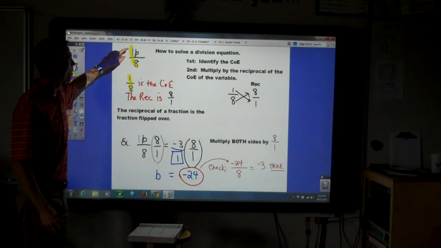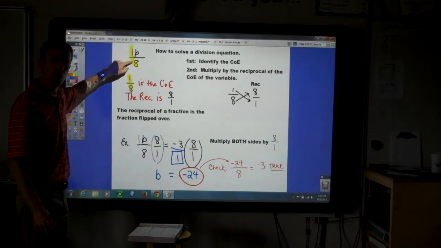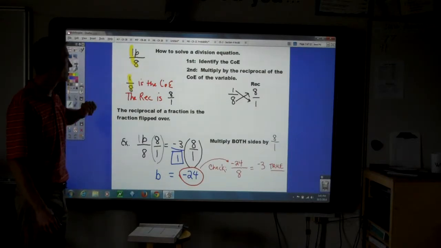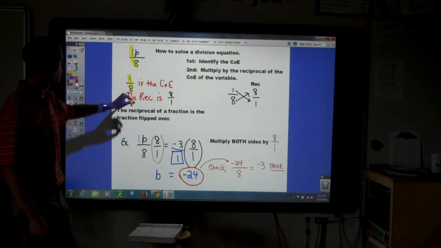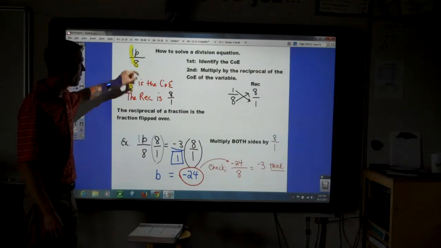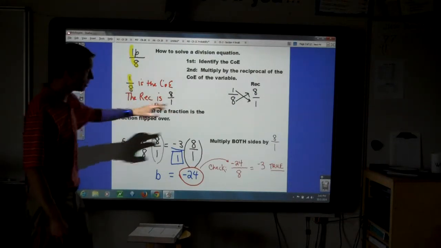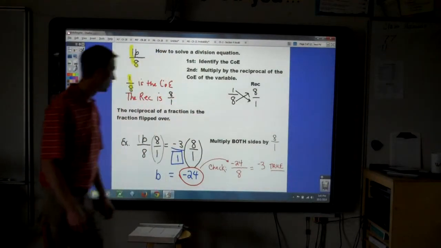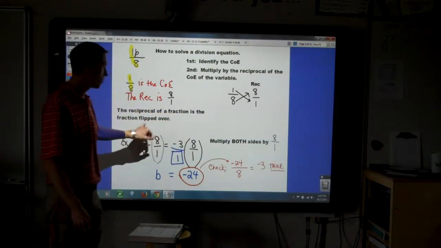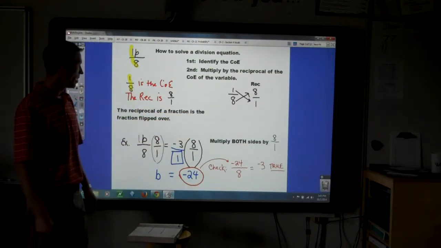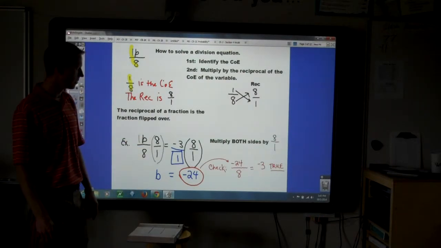In this case, since this is 1b, it really gives us the number 1/8. And 1/8 then is the coefficient of b. So to find the reciprocal, you find that 1/8 and then you flip it over and it becomes 8 over 1. The reciprocal of 1/8 is 8 over 1. So how does that help us? The reciprocal of a fraction is the fraction flipped over. And we're going to use the reciprocal, 8 over 1, to solve this.